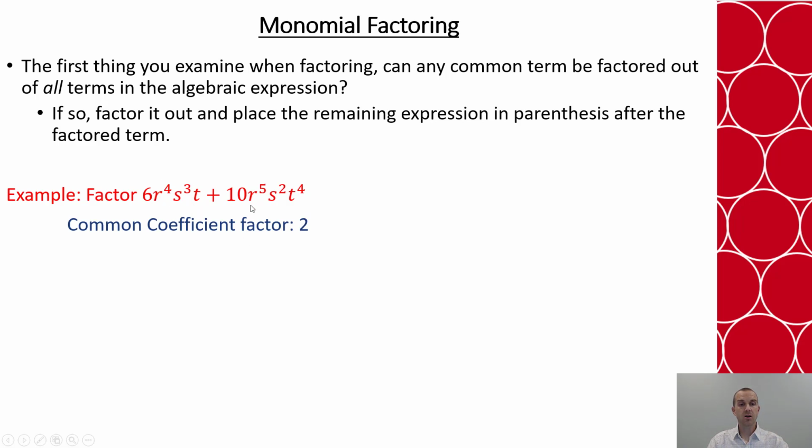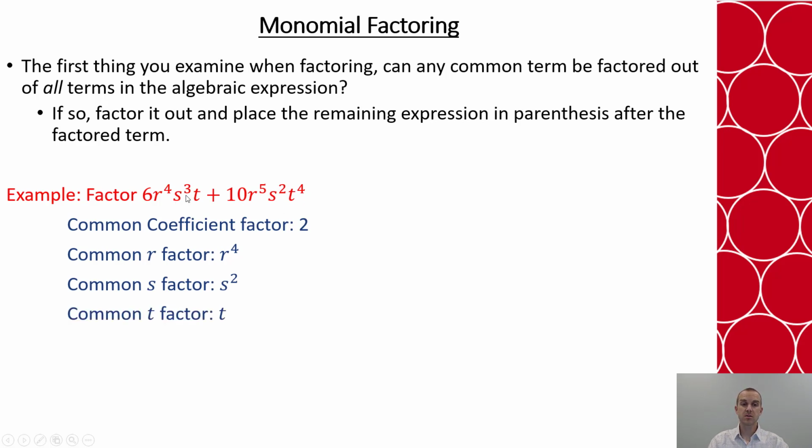Now I'm looking at the r to the 4th and r to the 5th. The greatest factor is r to the 4th. With my s's, the greatest factor is s squared. And then with my t's, it's t to the 1st. So I'm going to take my common factors, and that will be my term on the outside of my grouping. So that's 2r to the 4th s squared t. Since I factored that out, I'm going to divide each of my terms by that factor.